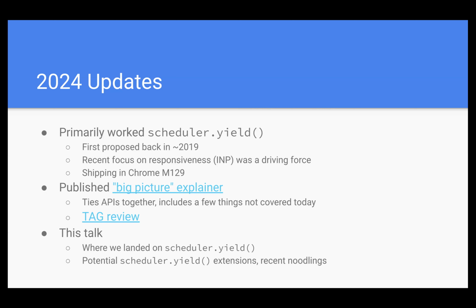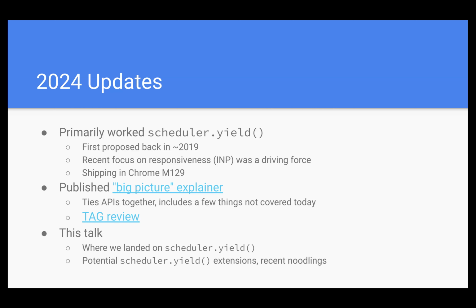Also spent some time working with TAG on the spec review. We had postTask, which I'll talk about, some other APIs, a bunch of proposals in various stages of completeness. And they suggested we do a big picture explainer that they could also review to give folks an idea of how all this fits together. So I worked on that, went through TAG review. I linked to those. You can take a read through, but they're supportive of the directions we're going in and some of the things that we're thinking about.